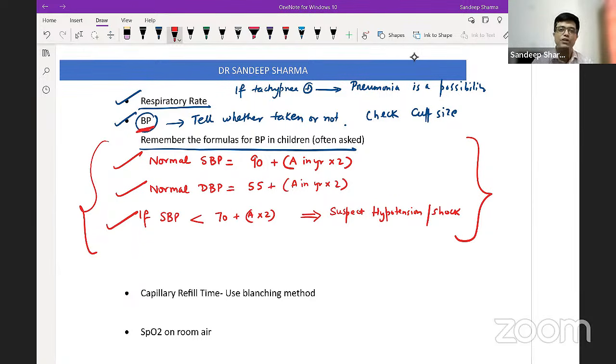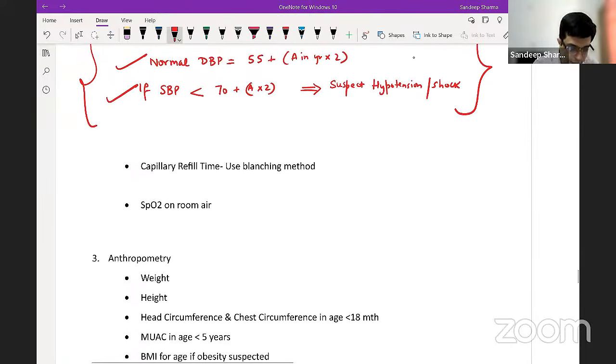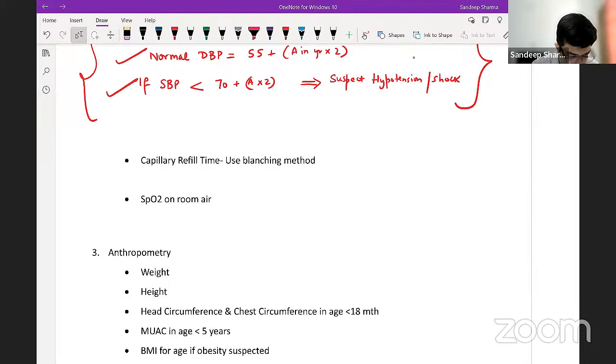Ways of checking blood pressure: you have the auscultatory method, the flush method, the oscillometric method, and the palpatory method. Read the different methods theoretically, they are the same as you did in medicine. Same knowledge you can use here also. Then we look at the capillary refill time in the patient. For capillary refill time, you will use the blanching method. You will press the skin of the patient for about 5 seconds and then leave it and see how fast the normal pink color comes back.